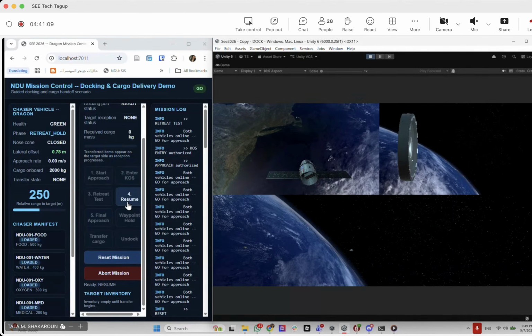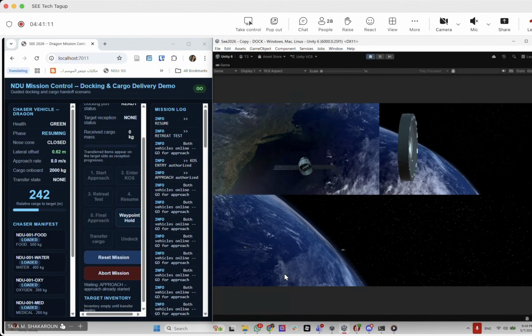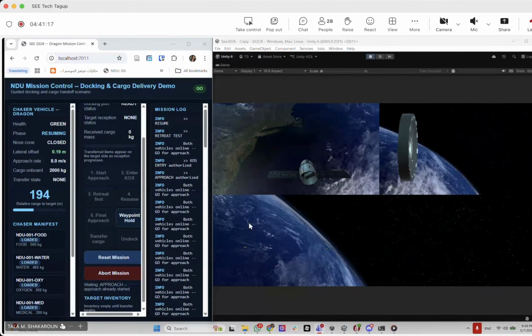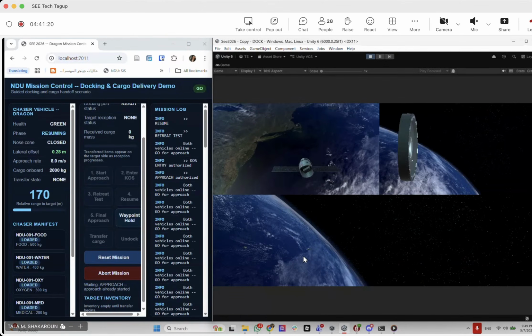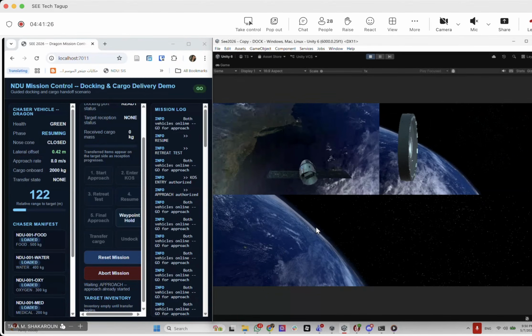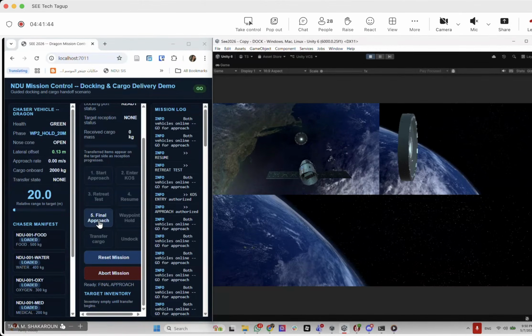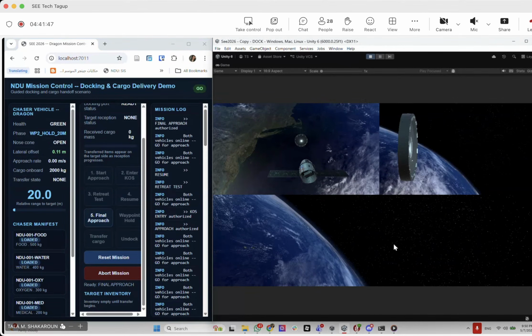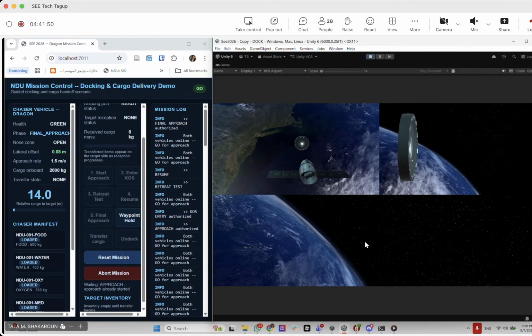And as that is possible, I can resume approaching my target at a lower rate right now because it is getting into a critical state as well. So you can see the chaser approaching. Excellent. Now at a certain distance as well, we will enter the final approach stage, which is a slower rate of approach of the chaser.